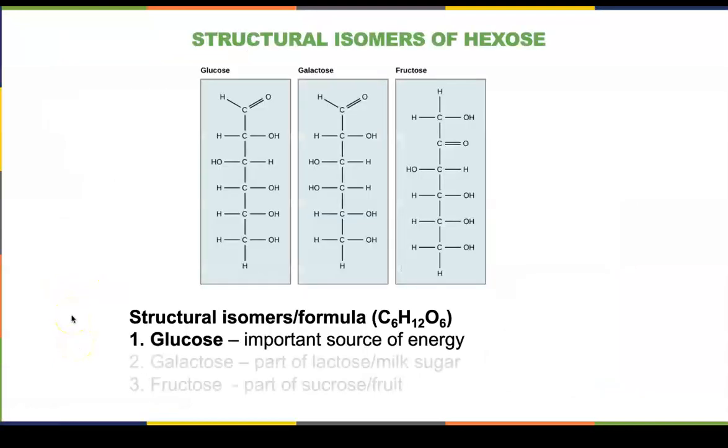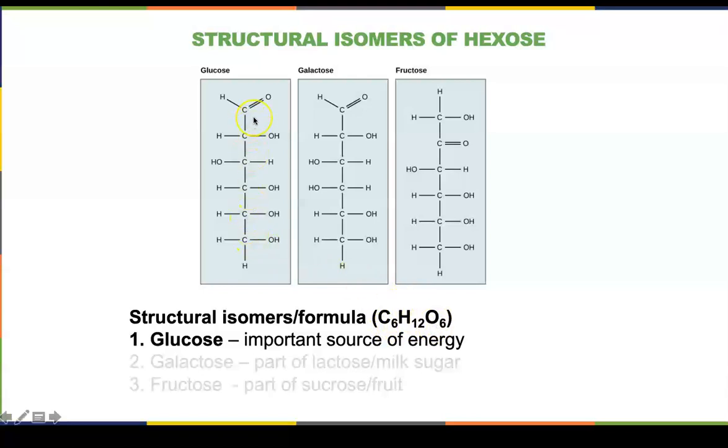So here's a more specific example of hexoses. Remember, hexoses have 6 carbons, which you can count in this diagram. But there can be isomers of hexoses. So any hexose would have to follow the formula C6H12O6. And if you go back to the general formula for carbohydrates, you can see why that is.